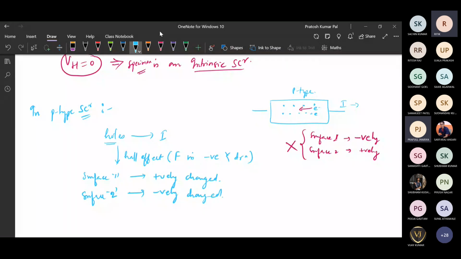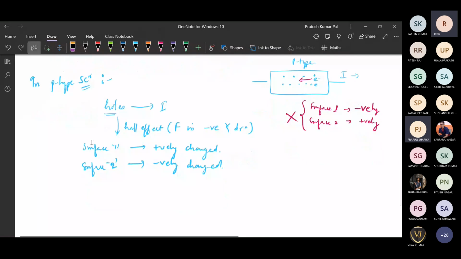Okay, so this states that the holes, which are one of the charge carriers that constitute the current, are positive in nature.